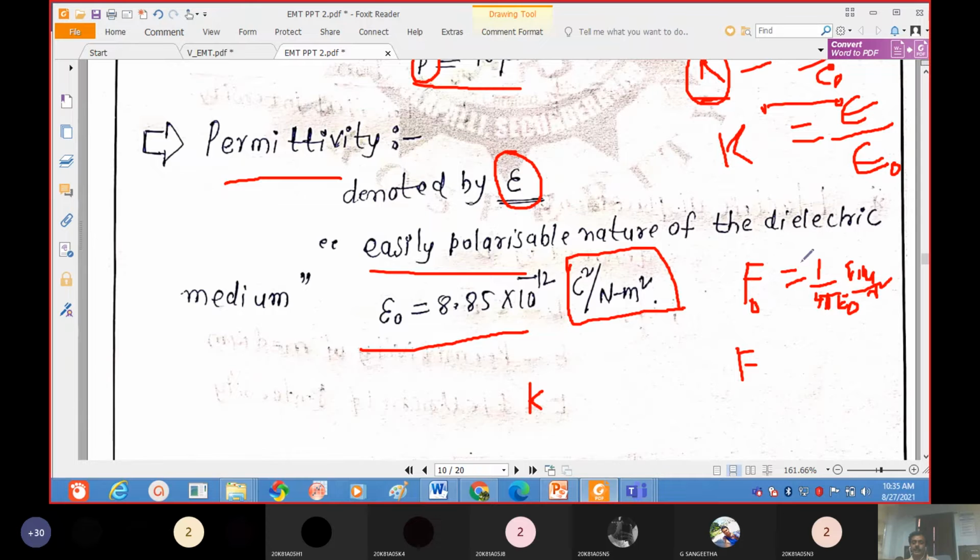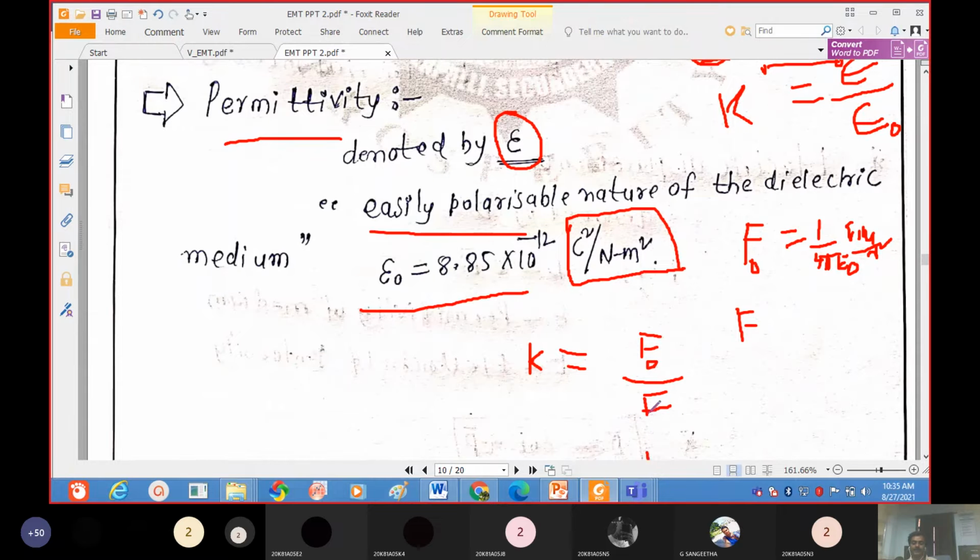The permittivity is inversely proportional to the force. That's why the dielectric constant is equal to the reverse ratio, F naught by F: the force due to two charged particles in vacuum divided by the force due to two charged particles in a medium. So the dielectric constant K is equal to F naught by F.